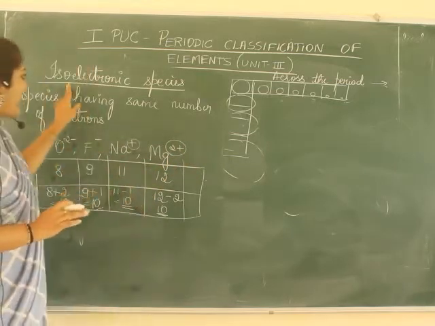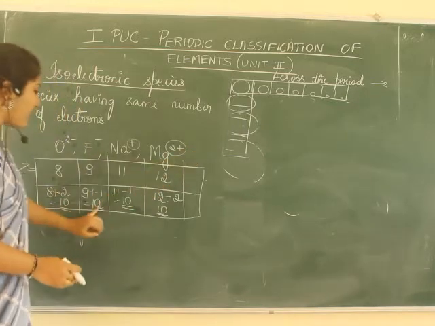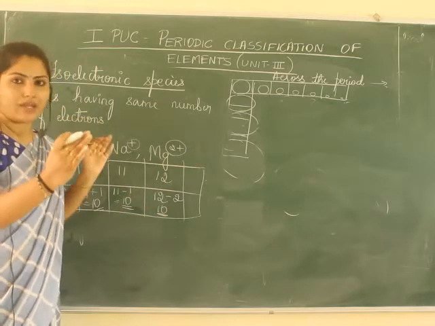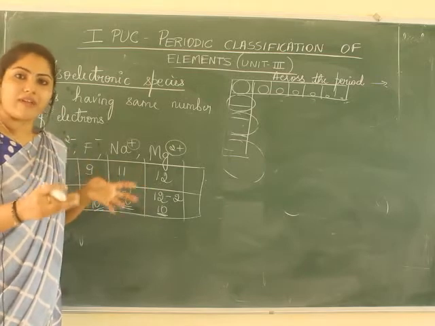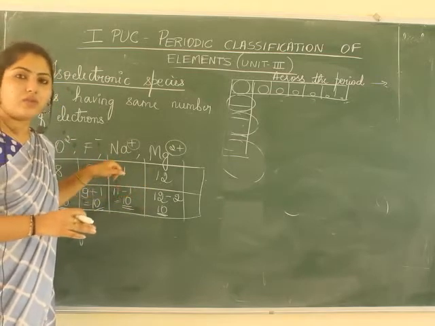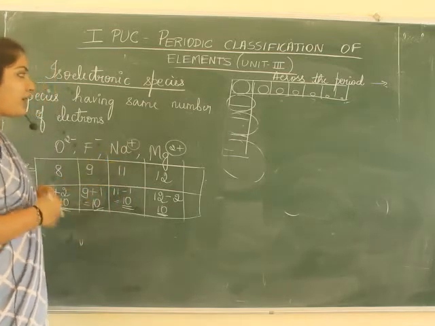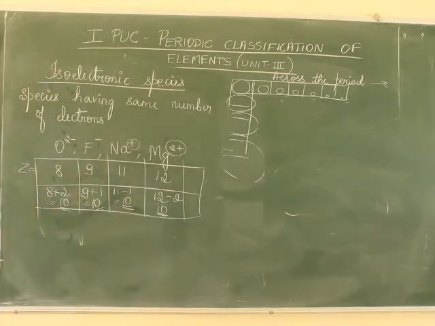So how do you define isoelectronic species? Species having the same number of electrons. These are examples for one set of isoelectronic species. There can be other species having the same number of electrons this way. Please do remember this because it's very important. They keep asking questions based on this as well. Let's move on to the next one.